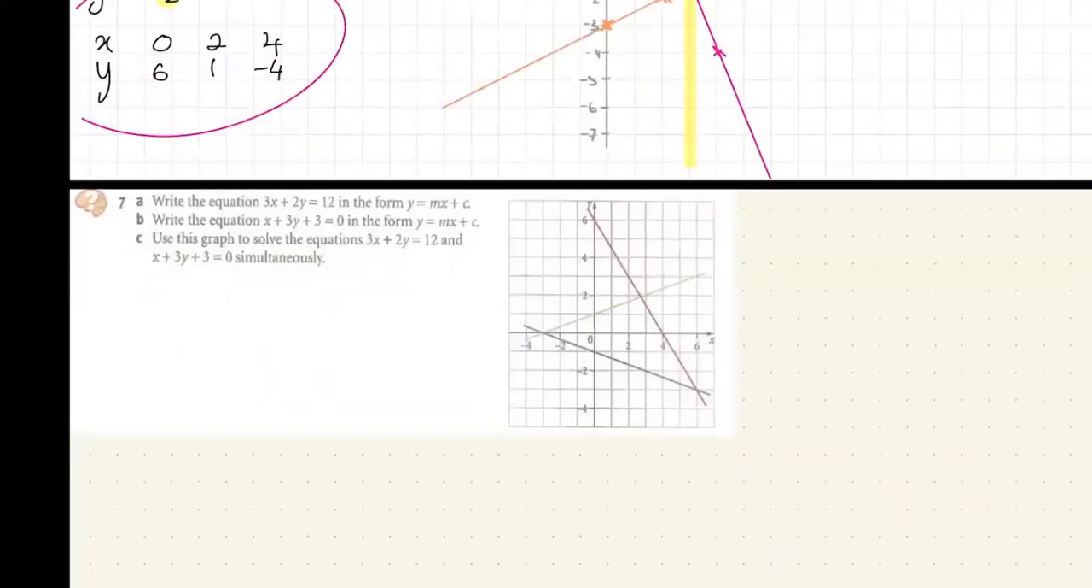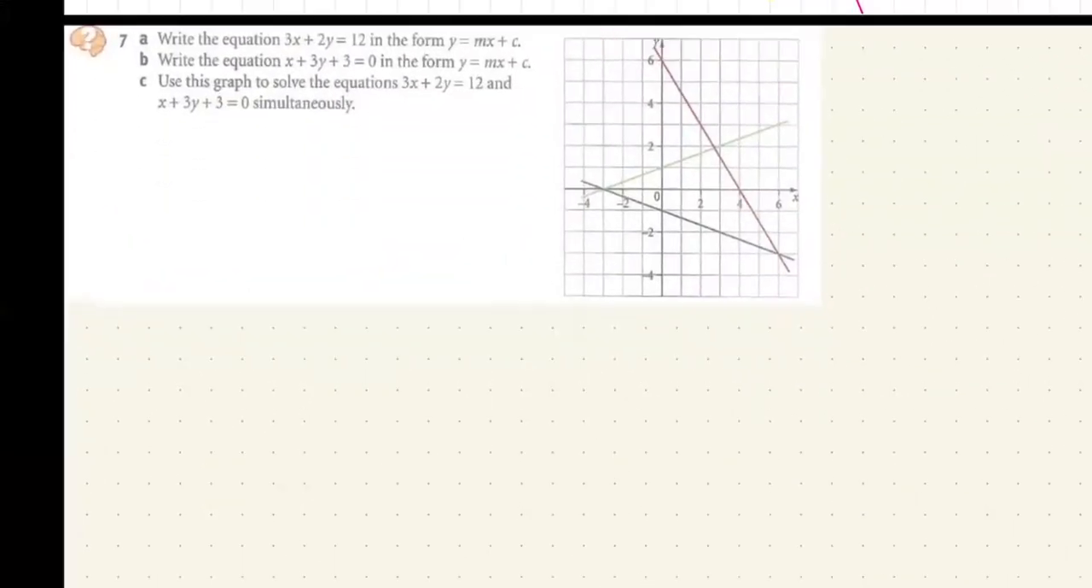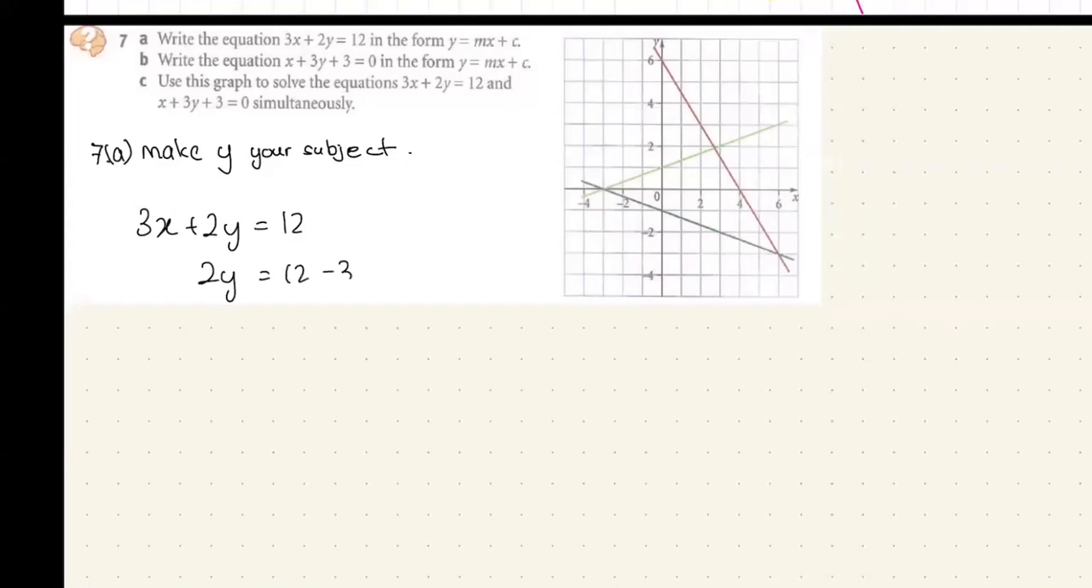And then the last one here, write the equation in the form of y equals to mx plus c. Well, you can. It means that make y your subject. For 7a, it just means that make y your subject. Subject means that we want y to be alone and isolated. There you go. That's how you write it out.